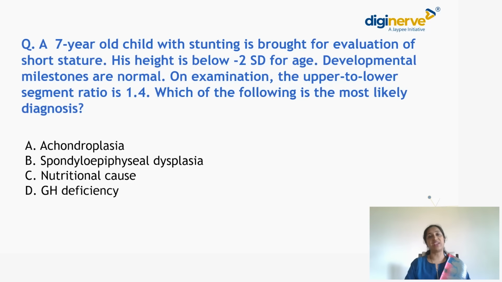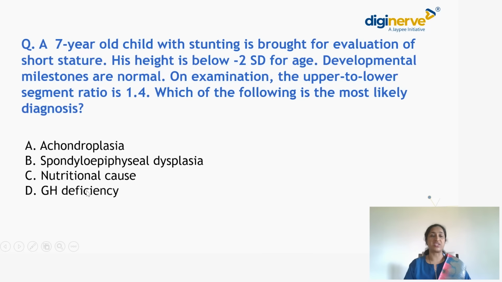Now, this is a 7-year-old child. Now, what did I tell you? At 7 years, the upper segment, lower segment ratio should be 1 is to 1. Here it is 1.4 is to 1. When you say it's 1.4 is to 1, the upper segment is 1.4 and lower segment is 1. That means the short stature is no longer proportionate. This has become disproportionate short stature.